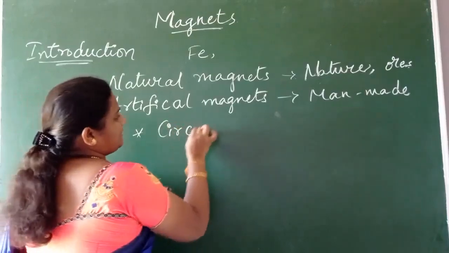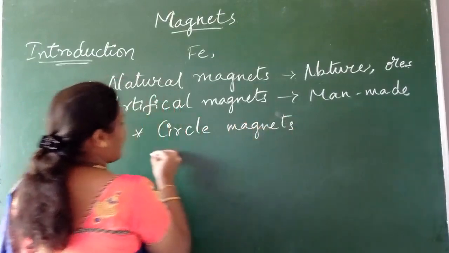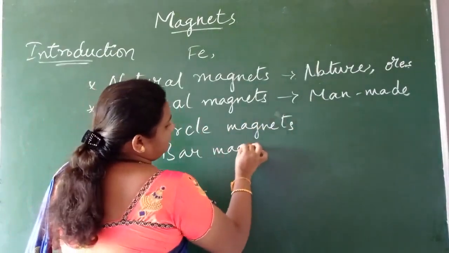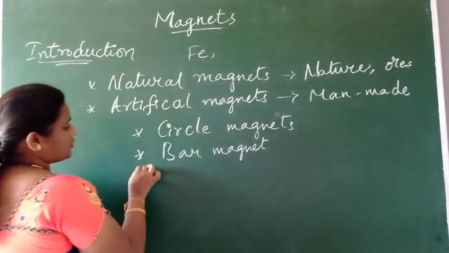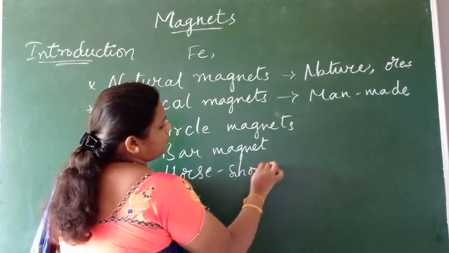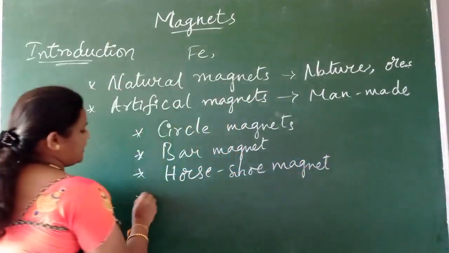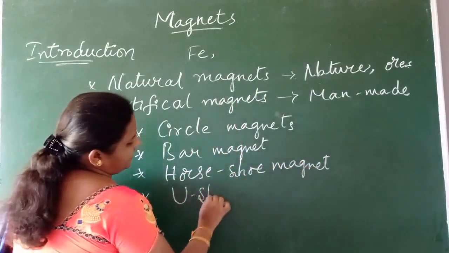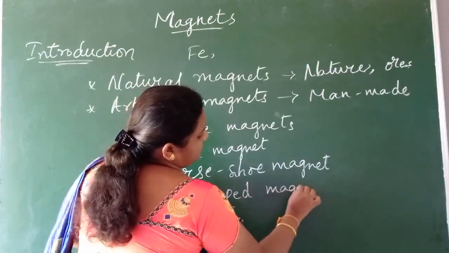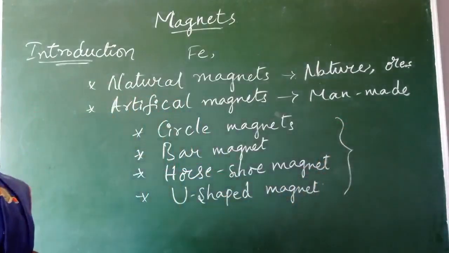You are all familiar with circle magnets, then bar magnet, horseshoe magnet, then U-shaped magnet. These are all examples of artificial magnets.